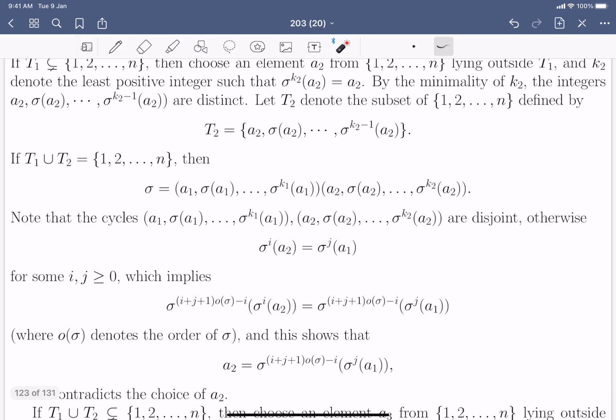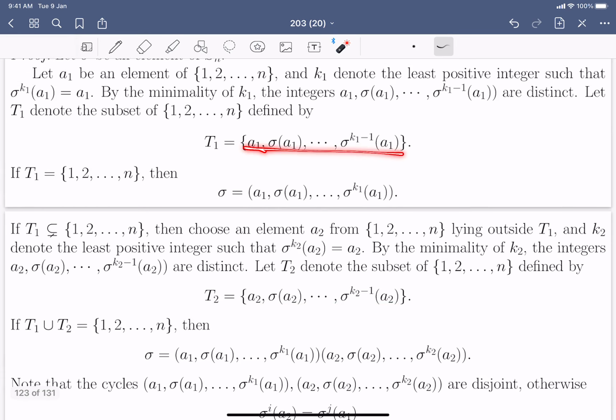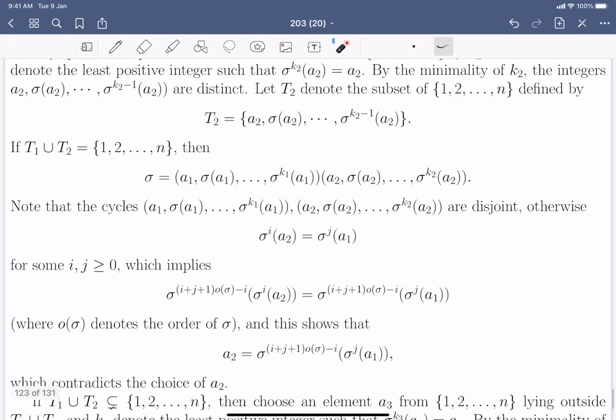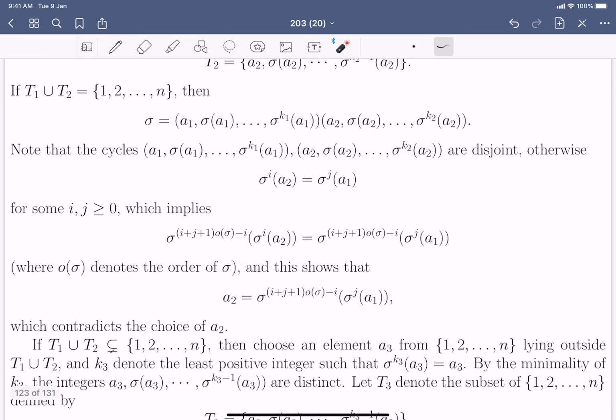And so what I've just shown is that these two cycles are disjoint. Now if this bunch of integers and this bunch of integers all together give you 1 up to n, that is, if t1 union t2 is 1 up to n, then the permutation sigma that you have started with is equal to the product of these two cycles, okay. Great. And then you are done under this situation.